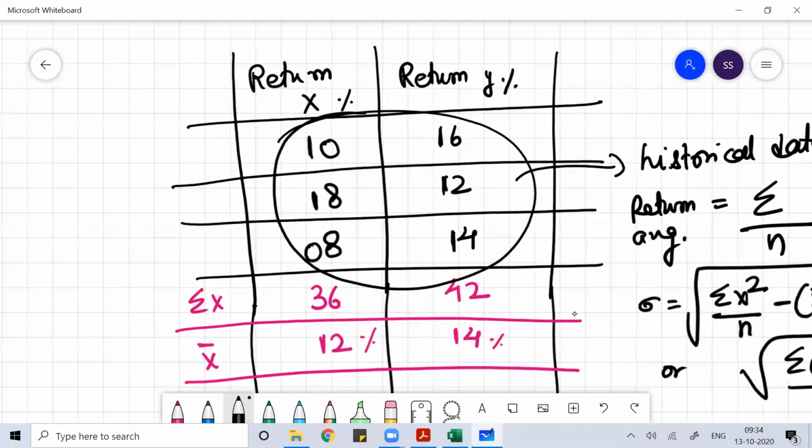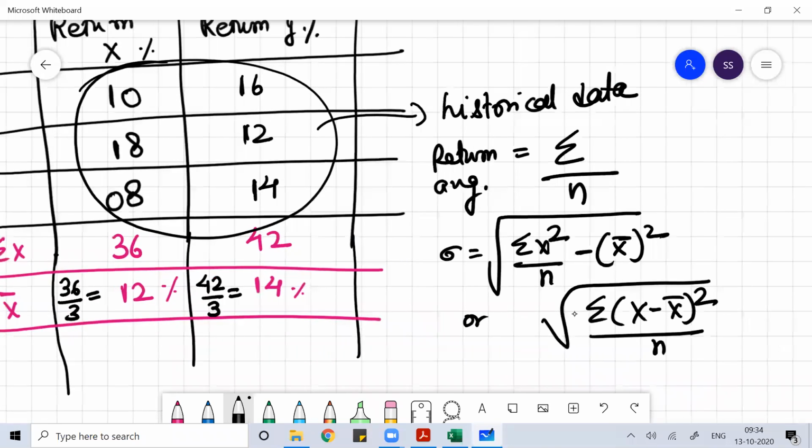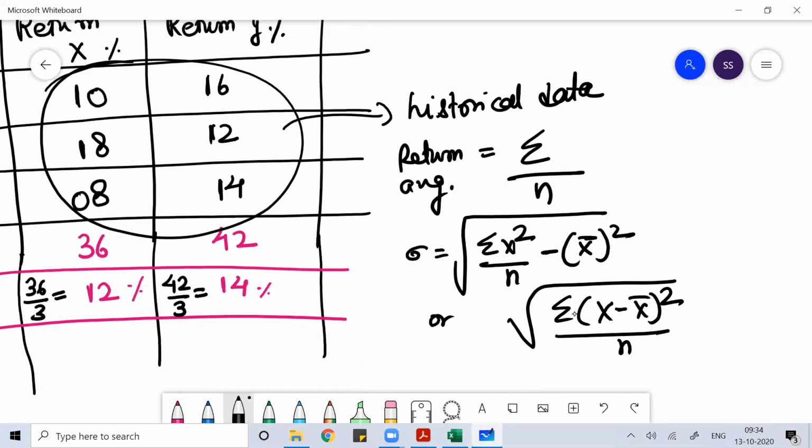So here I did the same thing. I found the sum 36, and divided by 3 because 3 data is given. Here I divided 42 by 3 because 3 data is given, to find their average. Historical means history. So whenever historical data is given, you calculate the return by this formula.